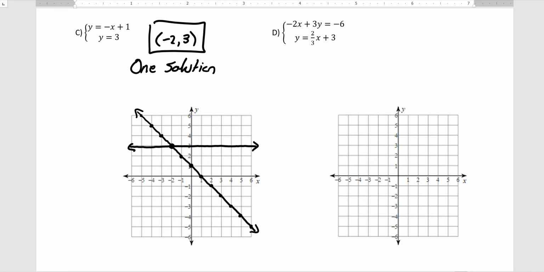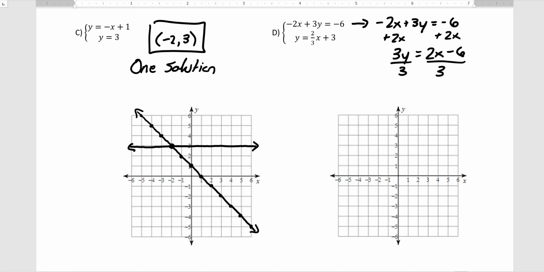Go ahead and try letter D, see how we do. Letter D on your own, go ahead and pause the video, give D a shot. All right, let's check out letter D here. So this first equation's in standard form. Let's get it in slope-intercept. So negative 2x plus 3y equals negative 6. I'm going to get y all by itself, add 2x to both sides. When I do that, I get 3y equals 2x minus 6, divide by 3, divide by 3. So y would equal 2/3 x minus 2.